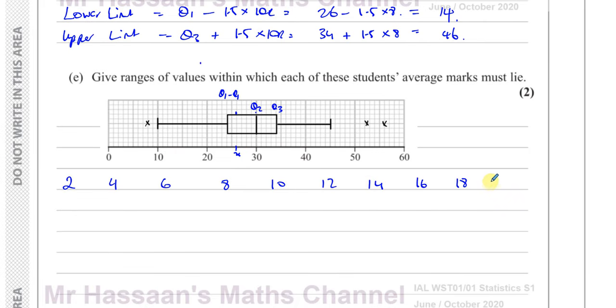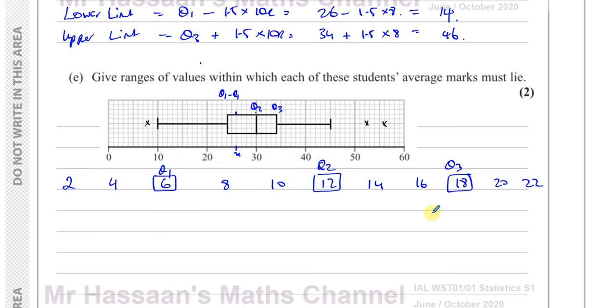16, 18, 20, 22. Now in this set of data, the number right in the middle is 12. This is Q2, because you've got 5 numbers to the right of it and 5 numbers to the left of it. With these 5 numbers, you could say that this is Q1, because it's right in the middle of these 5 numbers, and this is Q3. So that's Q1, Q2, Q3, the lower quartile, the median, the upper quartile.